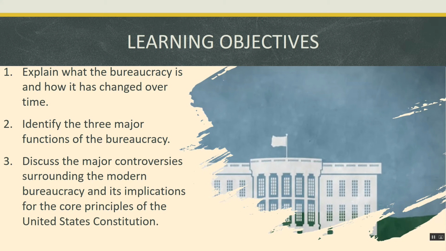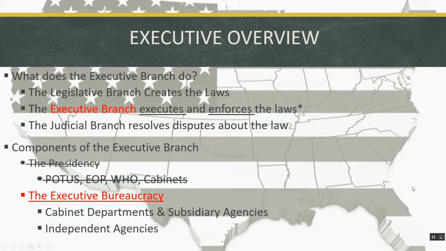Number 1 asks for you to explain what the bureaucracy is and how it has changed over time. Number 2 asks for you to identify the 3 major functions of the bureaucracy today. And then finally, the 3rd learning objective asks for you to discuss the major controversies surrounding the modern bureaucracy and its implications for the core principles of the United States Constitution.